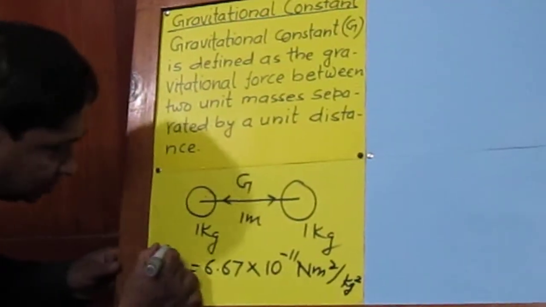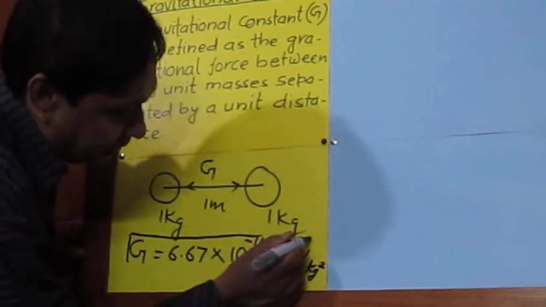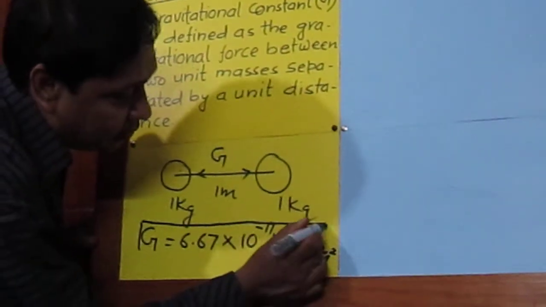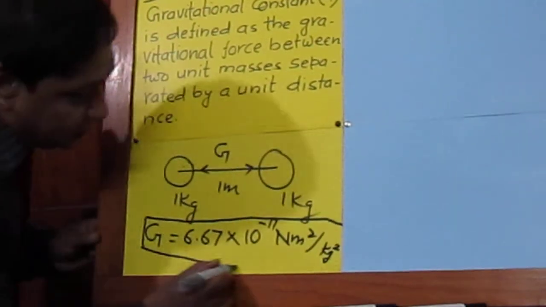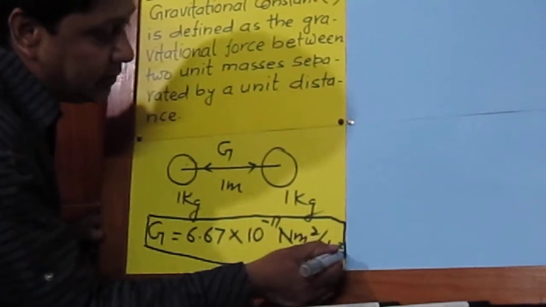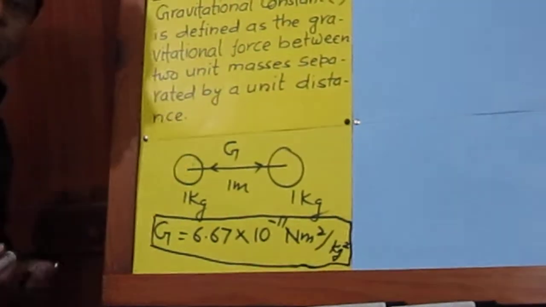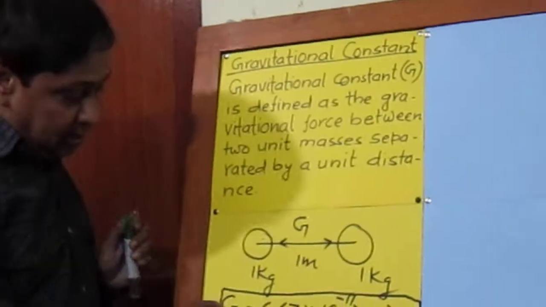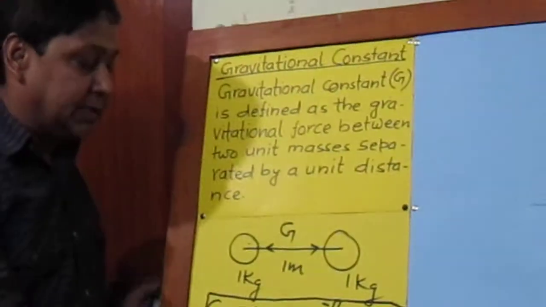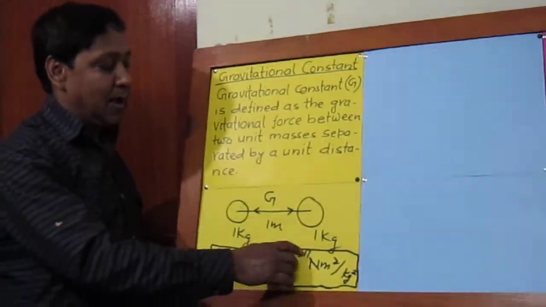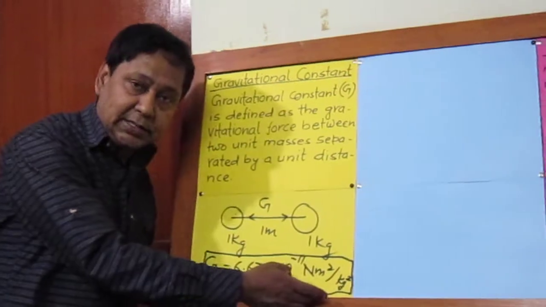Look at this value. This value is very important. While solving numerical problems, we have to use this value. Sometimes it may be given in the numerical problem, sometimes it may not be given. Remember this, Z equal to 6.67 into 10 to the power minus 11 Newton meter square by kg square.